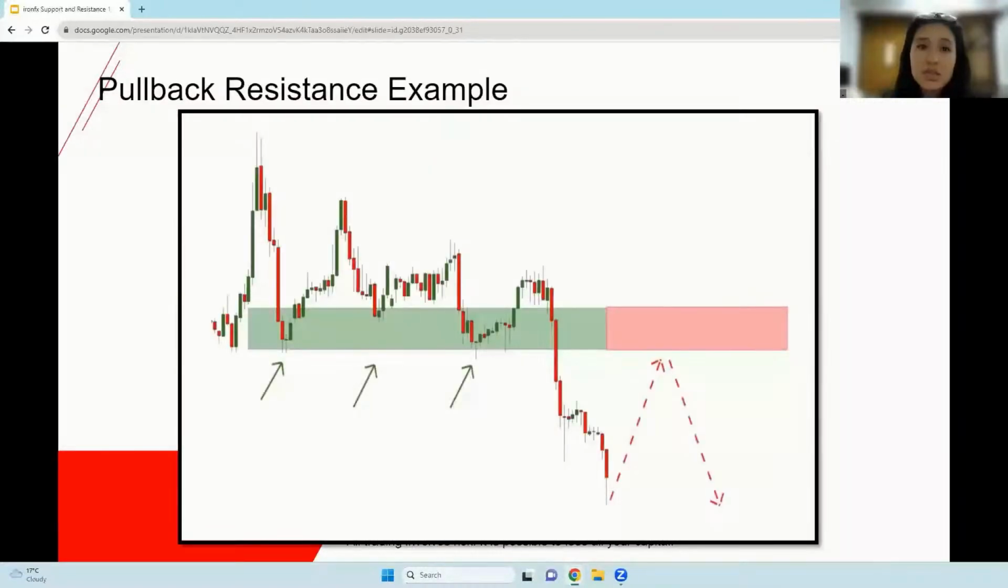Another example. In this case, we have a pullback resistance. In the beginning, we have three swing lows that line up nicely. Swing lows we would think of as a support. Now that price has broken out of the support level, it's a pullback resistance instead. With the pullback resistance, we're expecting price to retrace back to that level.